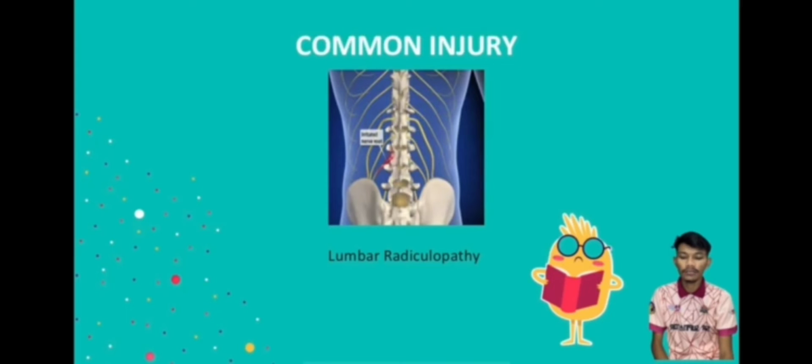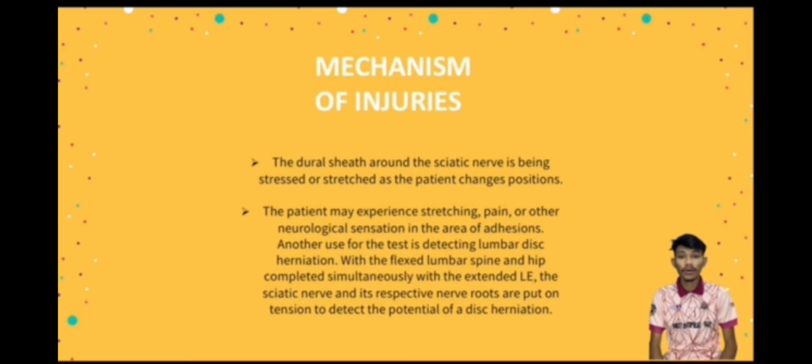Next, we move to the common injury. The common injury for this slump test is lumbar radiculopathy, which is at your back. This test is for your back. That is the common injury. Next, we move to the mechanism of the injury. What is the mechanism of this injury?